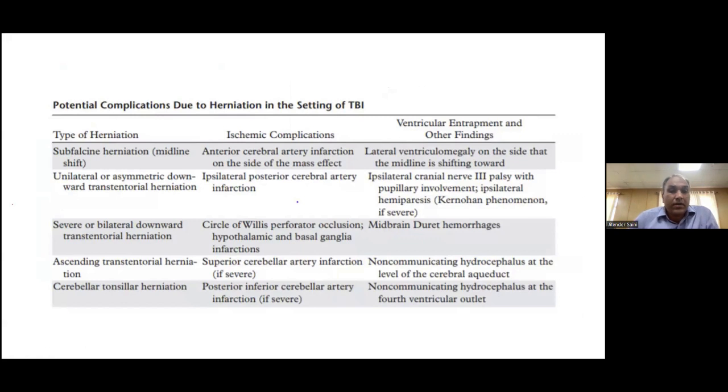So there are so many complications associated with these herniation syndromes: subfalcine or a midline shift, anterior cerebral artery infarction. When there is an uncal herniation, there can be PCA infarct. When there is a bilateral downward transtentorial herniation, the whole circle of Willis can descend down and perforate or occlude, and hypothalamic and basal ganglia infarction can happen. In case of ascending transtentorial herniation, superior cerebellar artery infarction happens. In case of cerebellar tonsillar herniation, PICA infarction happens. Among all these ischemic complications, posterior cerebral artery infarction is the commonest one, which is associated with the uncal herniation.